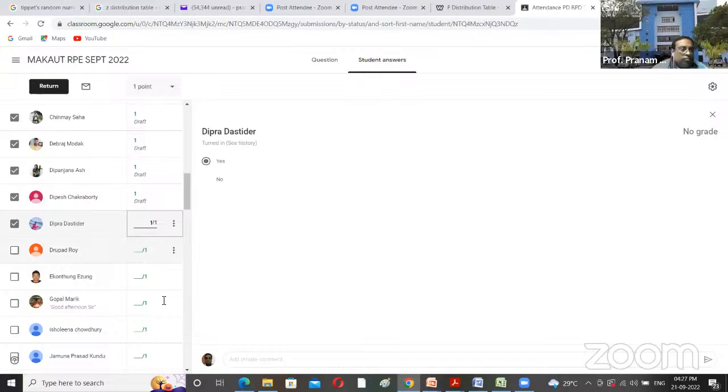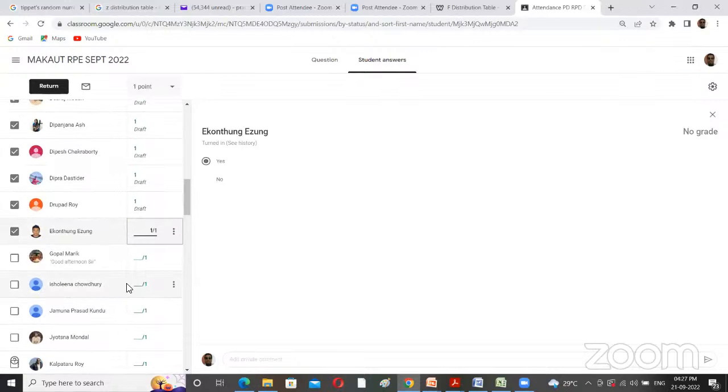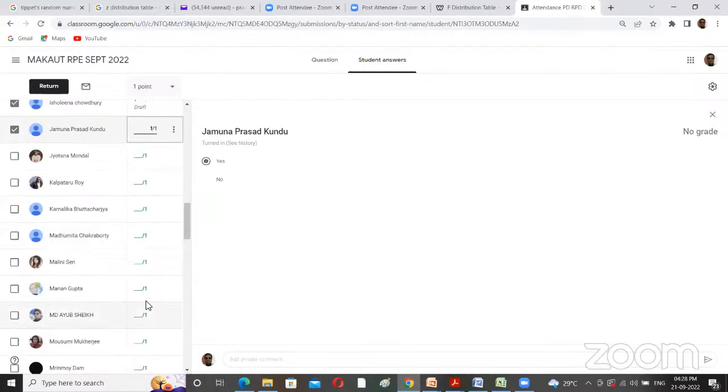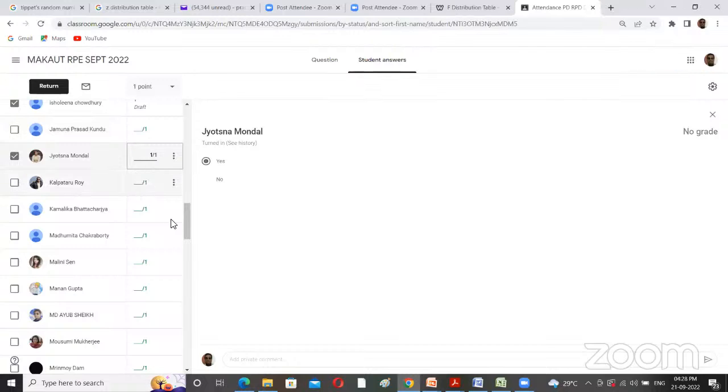Dipad Roy, yes sir, present. Ekon Chung Ijung, yes sir, present. Gopal Marik, yes. Aisholina, present, sir. Jamuna Prasad. Jamuna Prasad is not present. Josna Mondol, yes sir, present. Kalpataru Roy, present, sir.